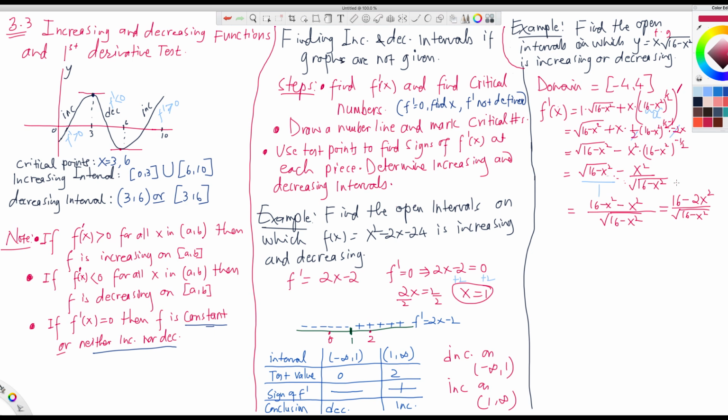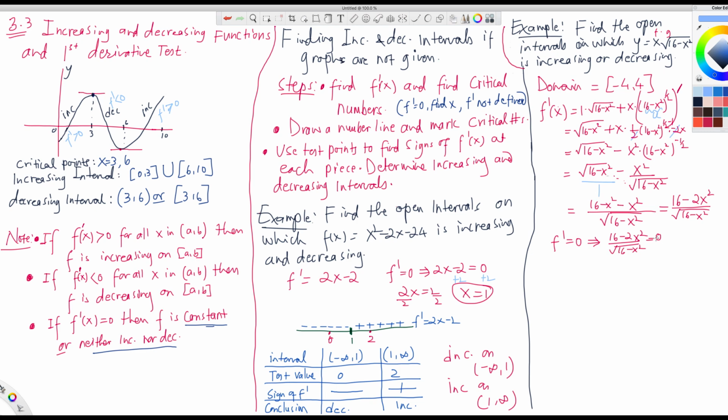So I want to find the critical points. To find the critical points, you set f prime of x equals 0, and then find where f prime of x is undefined. f prime of x is undefined if x equals plus 4 and minus 4, right? To find the critical numbers, you set f prime equal to 0, which implies 16 minus 2x squared over the root of 16 minus x squared equals 0. Okay, you multiply both sides by the root of 16 minus x squared.